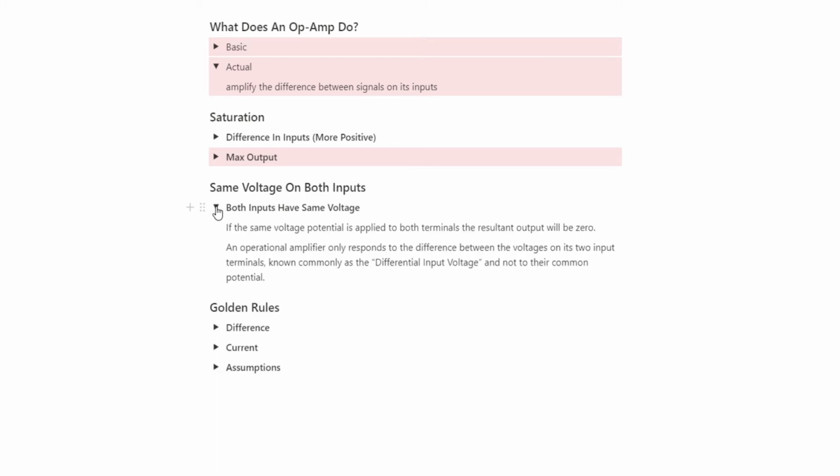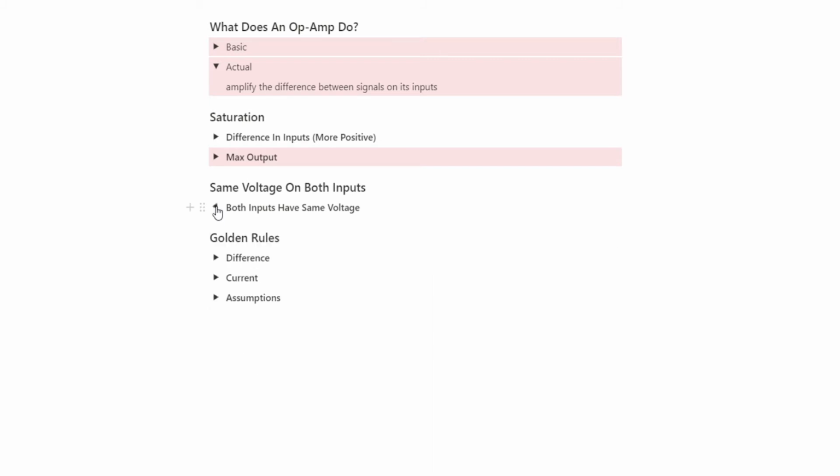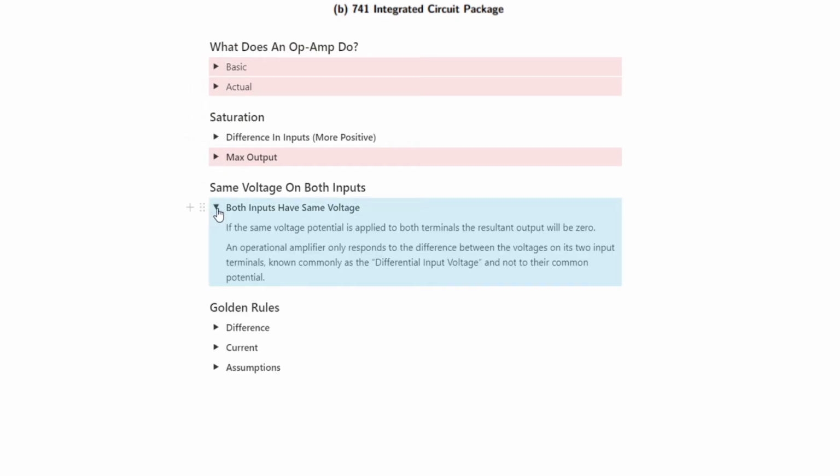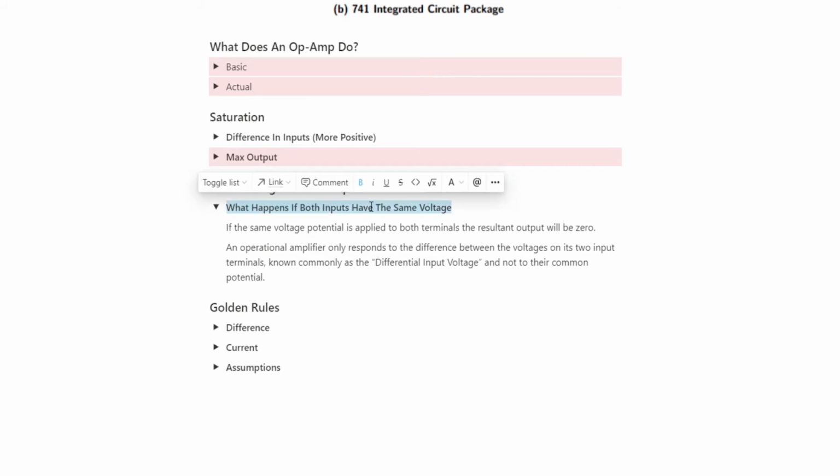Okay, same voltage on both inputs. Oh wait, crap! I clicked on it. But what's this trying to tell me? Both inputs have the same voltage. This is not a question, so I don't really get it. Okay, we just have to read it. What happens if both inputs have the same voltage? There we go. If the same voltage potential is applied to both terminals, the resulting output will be 0.